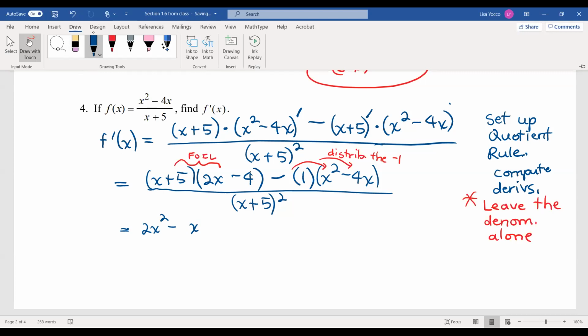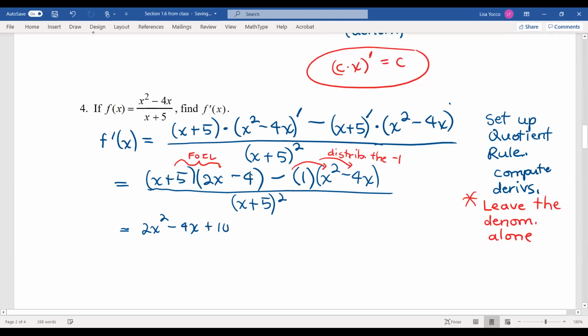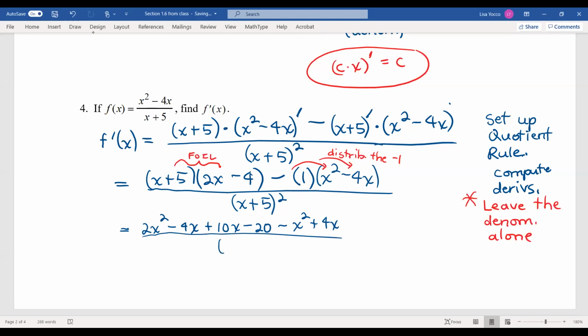For the outer product, plus 10x for the inner product, minus 20 for the last product. Now I'm distributing the negative 1. Minus 1 times x squared, minus 1 times minus 4x is positive 4x. That is still all over the denominator squared. All right.